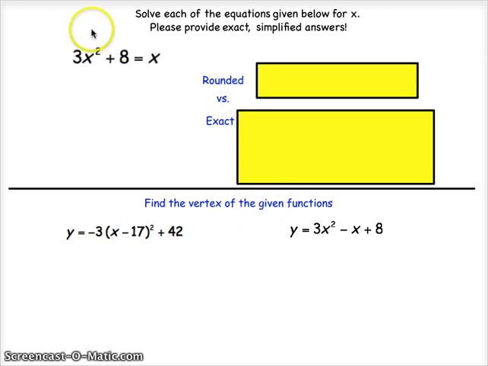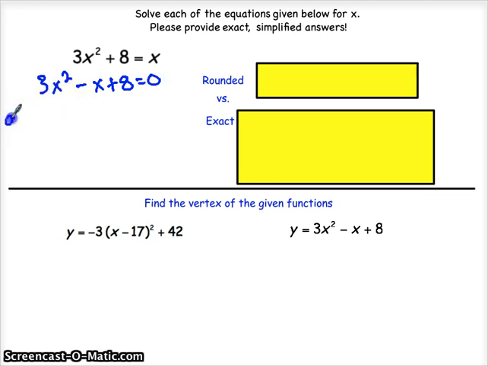The first thing we want to realize is we want to find roots for the equation at the top of the screen. Then we'll go on and find the vertex of a couple of equations at the bottom of the screen. So for the top of the screen, 3x squared plus 8 equals x. Remember that if we're going to use quadratic formula, or even the calculator to do this, we first need to be equal to 0. So we can first say that 3x squared minus x, let's bring that x over to this side, plus 8 equals 0.